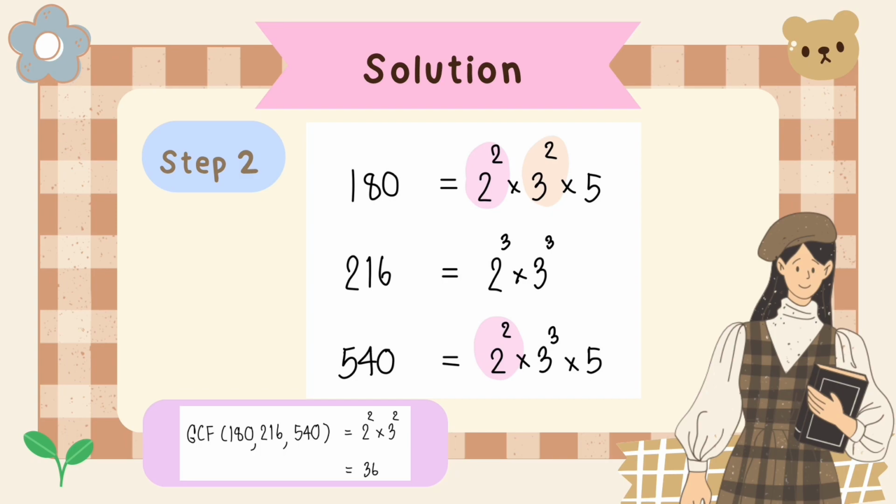are common prime factors. So, GCF(180, 216, and 540) is the product of these common prime factors with the smallest respective exponent in any of the numbers. Therefore, GCF(180, 216, and 540) is 2 power 2 times 3 power 2, which is 36.